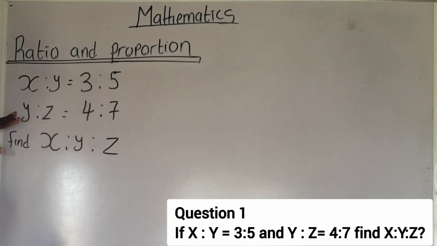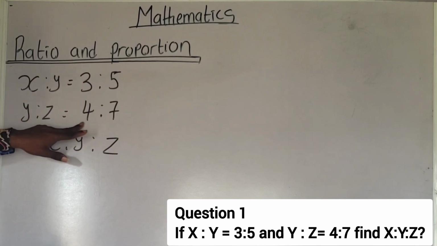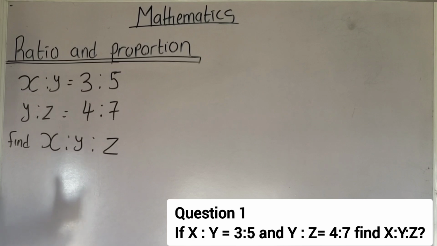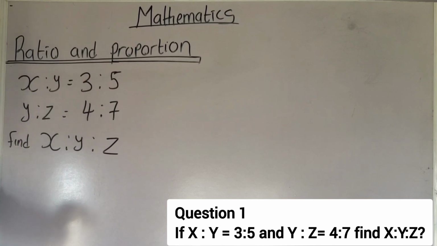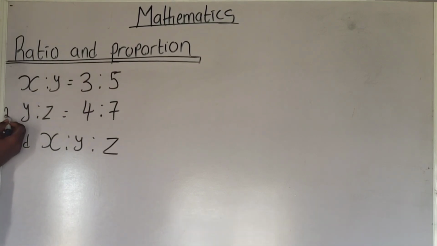And in the second ratio, the value of y is 4. Now the value of y is not uniform here, so we want to make it uniform. To make the value of y uniform in both the first ratio and the second ratio, we have to multiply the first ratio by the value of y in ratio 2. This is the second ratio, and this is the first ratio.